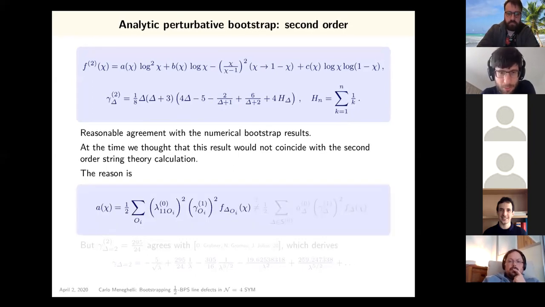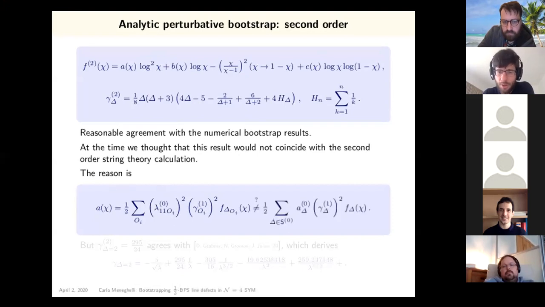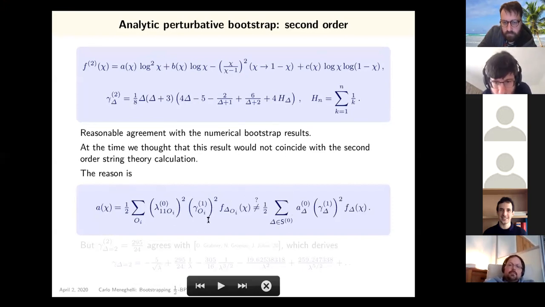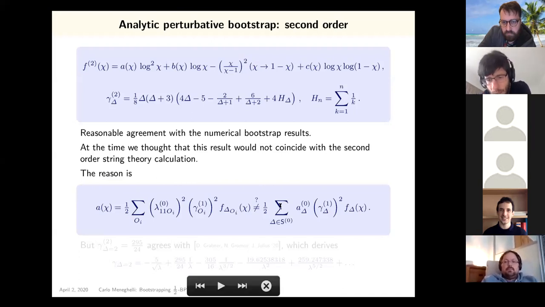The reason, which seems subtle but is crucial, is that the coefficient of log squared at next order, if you expand the conformal block decomposition, is given by the square of the first order anomalous dimension multiplied by the zeroth order OPE coefficient. But in general, if there are degeneracies, you don't know the square of the anomalous dimension from the first order, because these two quantities are in general different. If you think for 2 seconds, you will see that there can be operators which are degenerate at zeroth order, and if the degeneracy of dimension gets lifted at first order, these two quantities are not going to be equal. So we thought that this solution was not a string theory solution.